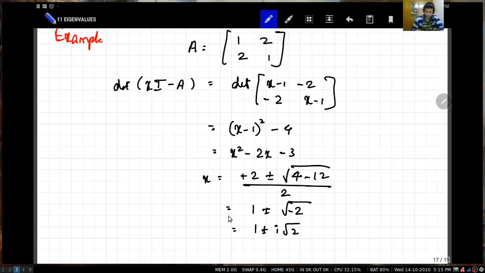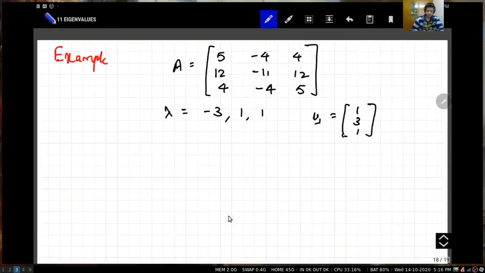The characteristic polynomial is basically x minus 1 plus i root 2 times x minus 1 minus i root 2. So it has two complex eigenvalues, and the corresponding algebraic multiplicities are 1. The geometric multiplicities are at least 1, and therefore this matrix is diagonalizable. And this is a symmetric matrix, and every symmetric matrix is always diagonalizable.